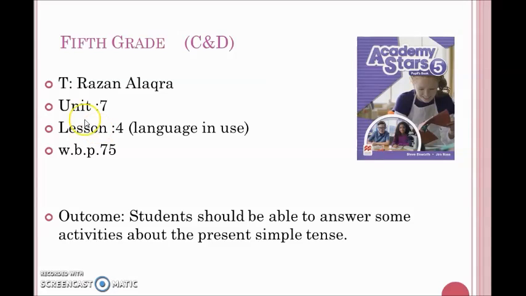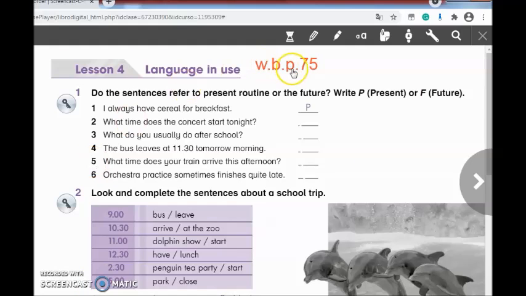Today inshallah we will continue with our unit number 7, lesson number 4, language and use in your workbook, page 75. Our outcome for today, students should be able to answer some activities about the present simple tense. Now open your workbook, page 75, lesson 4, language and use. Let's start with the first activity.